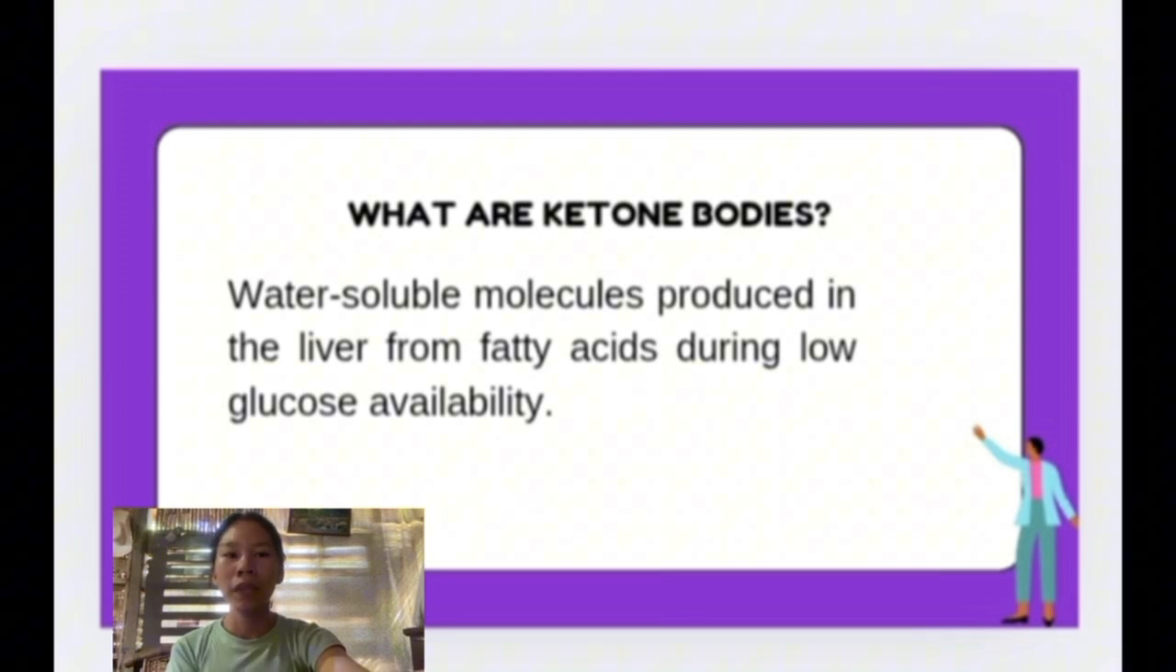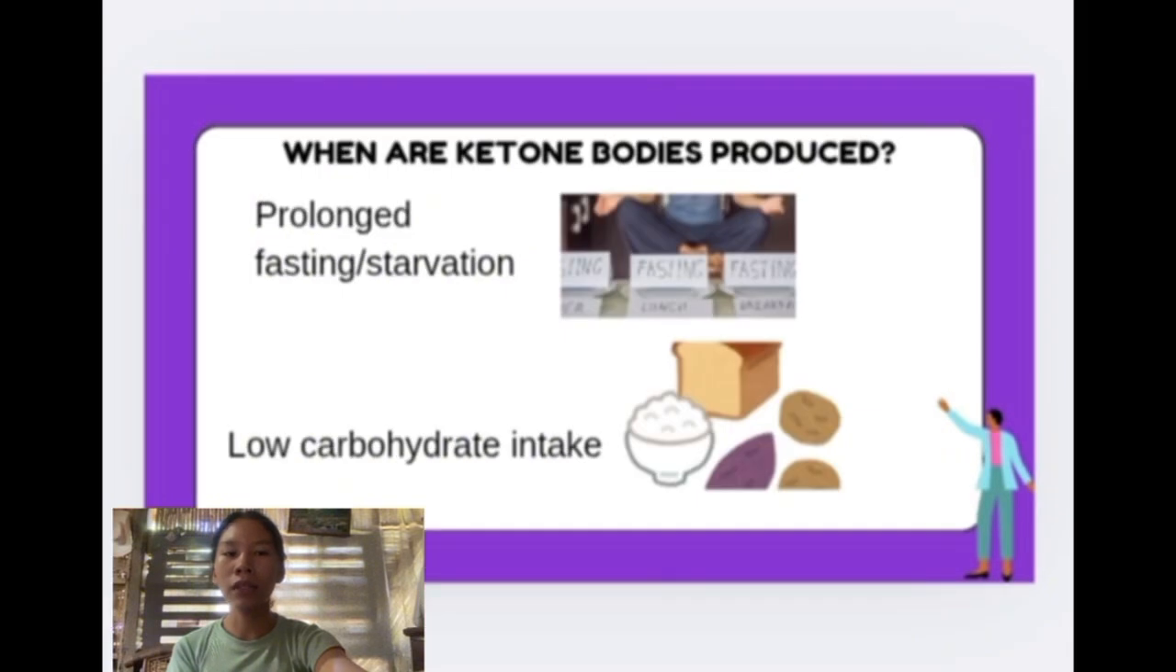So these ketone bodies can be used as an alternative fuel source by the brain and other tissues. However, excessive ketone body production, or ketoacidosis, can be dangerous, leading to metabolic acidosis. So when are ketone bodies produced? They are produced during prolonged fasting or starvation, low carbohydrate intake, and type 1 diabetes mellitus or insulin deficiency.